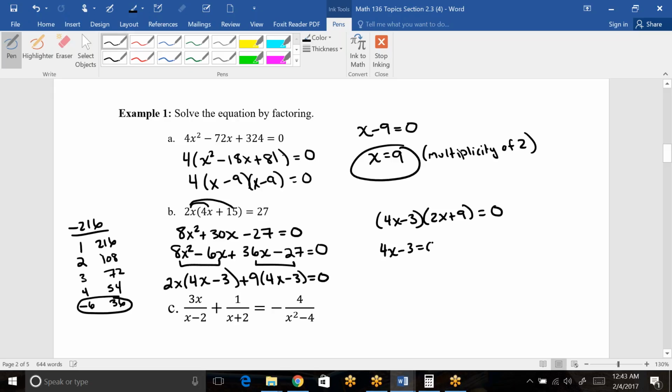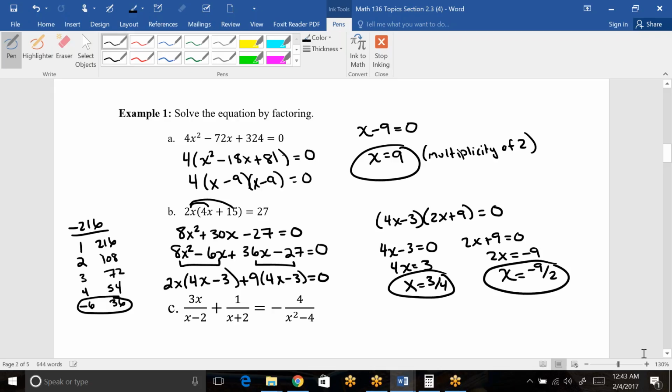4x minus 3 equals 0, or 2x plus 9 equals 0. When you solve these, you always do opposite operations. So when you move that over, it becomes positive, and then you divide. So 3/4 is one of my solutions. If I subtract the 9 over, that's negative 9, and then I would divide by 2. So the other solution is negative 9/2.